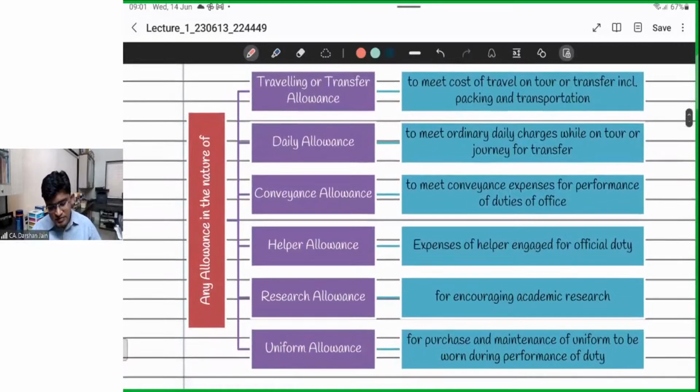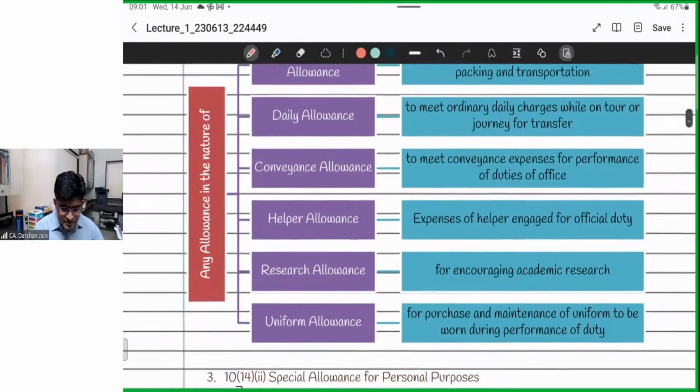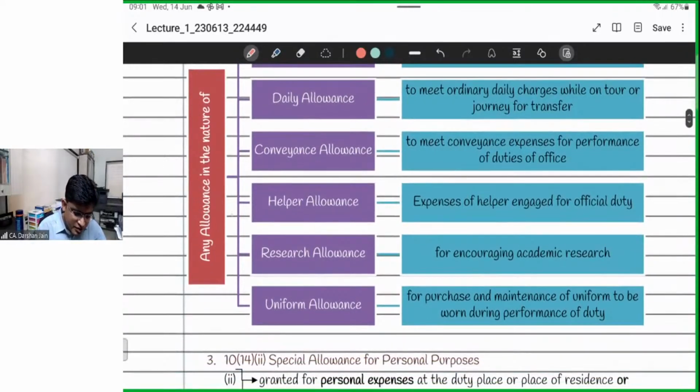Similarly, conveyance allowance, conveyance for performance of duties of office, is again exempt. Helper allowance. Now, this is one important allowance which is used by a lot of employees who are in good positions. Senior employees who cannot work too much would have a personal assistant, PA is what we call it. And that personal assistant would be paid by that senior employee. Now the employer reimburses the cost that is paid to the PA to the employee.